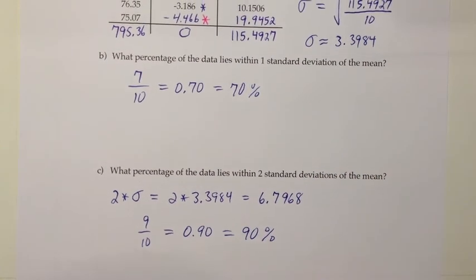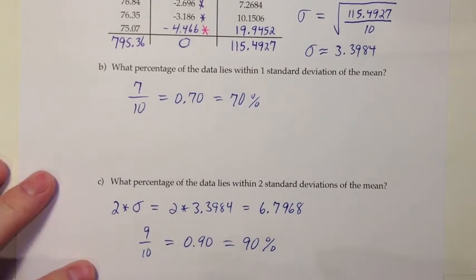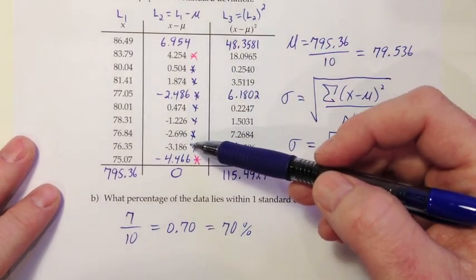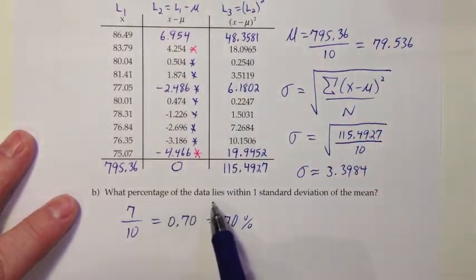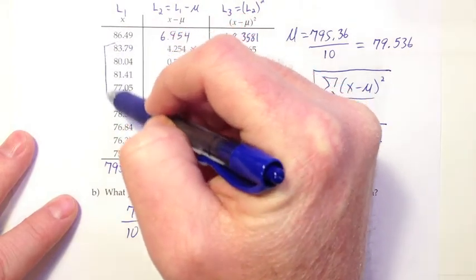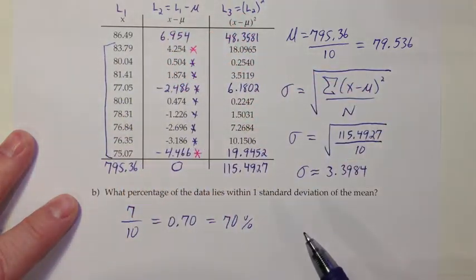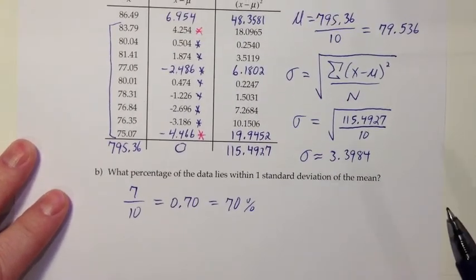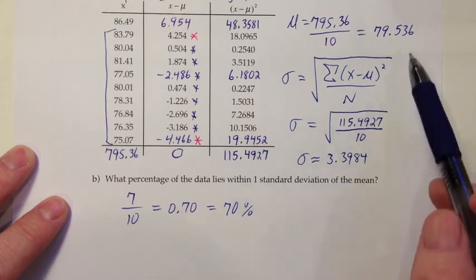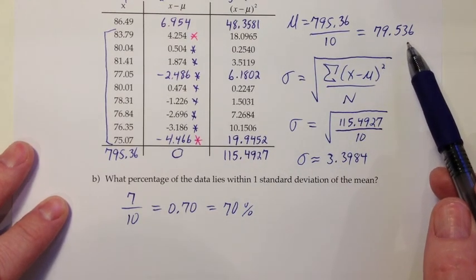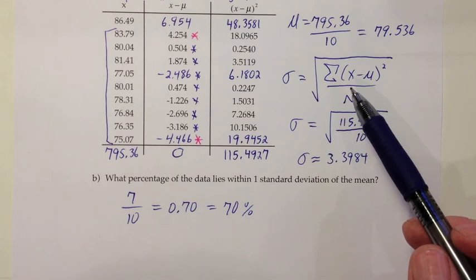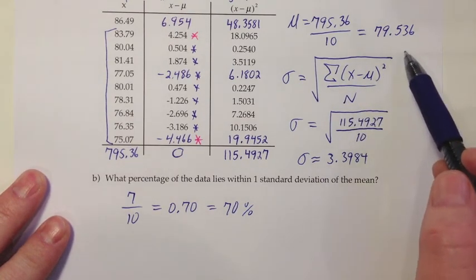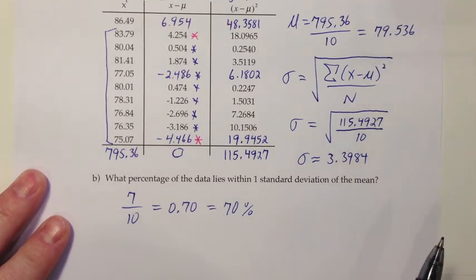And I would just make a quick comment there. When I count 9 out of 10, I absolutely was thinking of that by looking at the deviations, but it actually is asking what percentage of the data. So what we're really saying is these 9 pieces of data right here lied within 6.7968 seconds of the average time of 79.536 seconds. And when we talk about lying within a distance, that could be to the left or the right, so they could be faster or slower times as long as they were within about 6.8 seconds of that average.